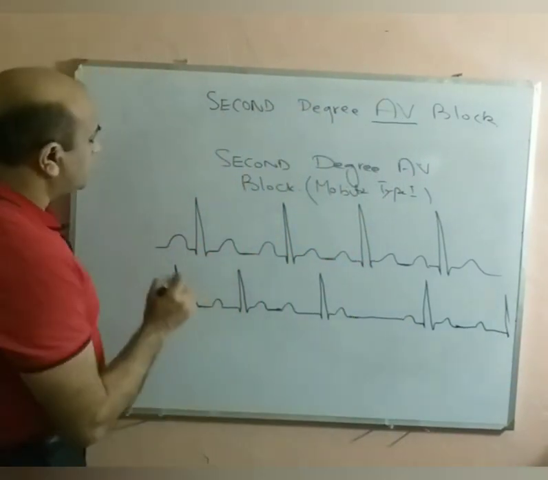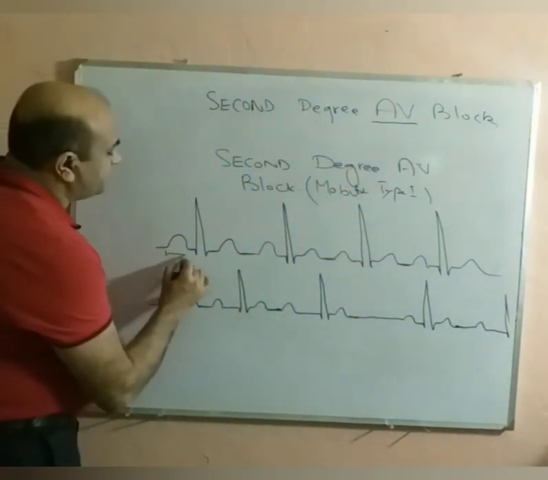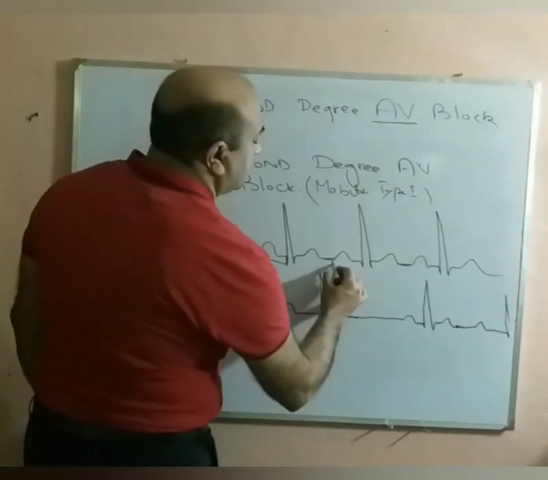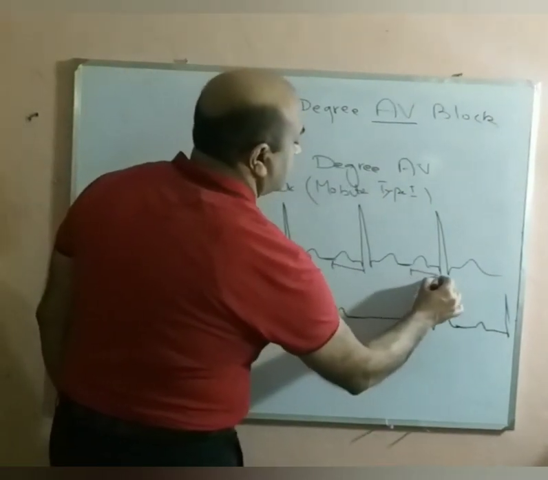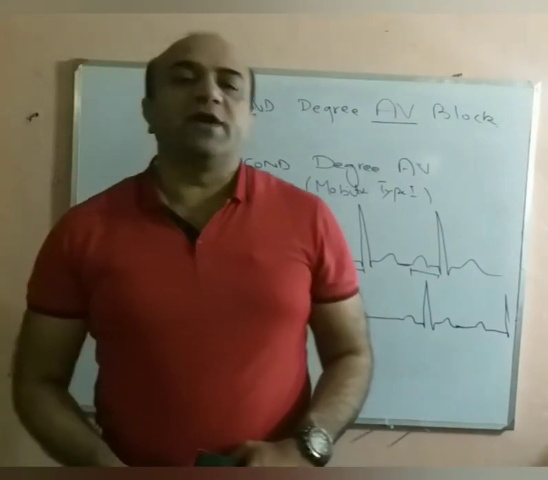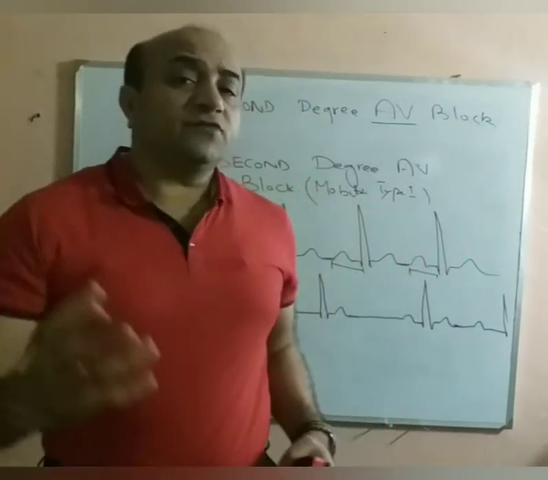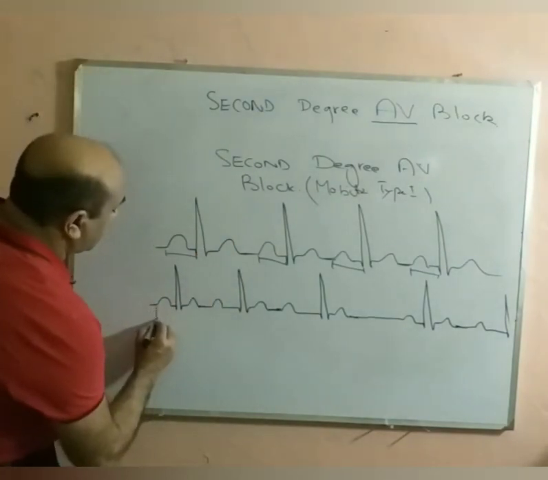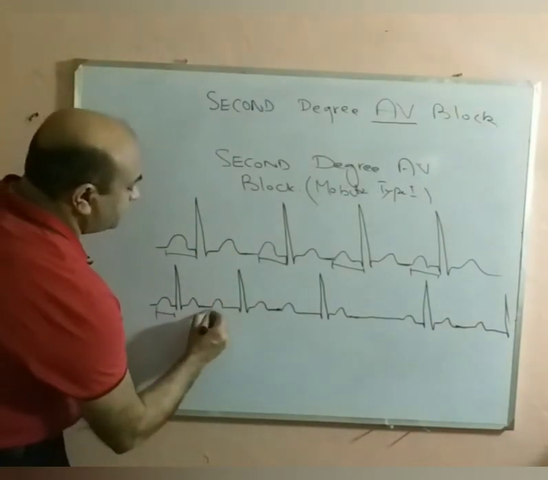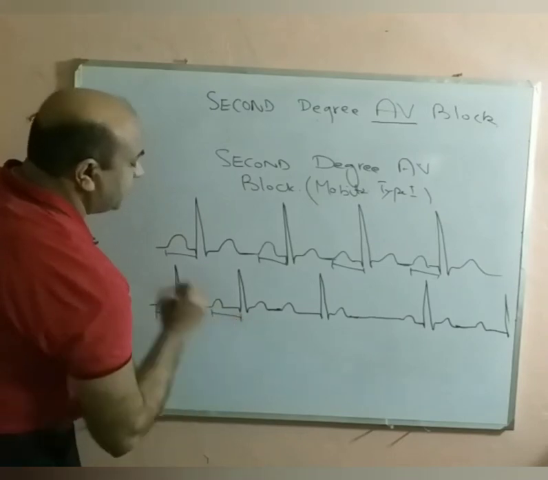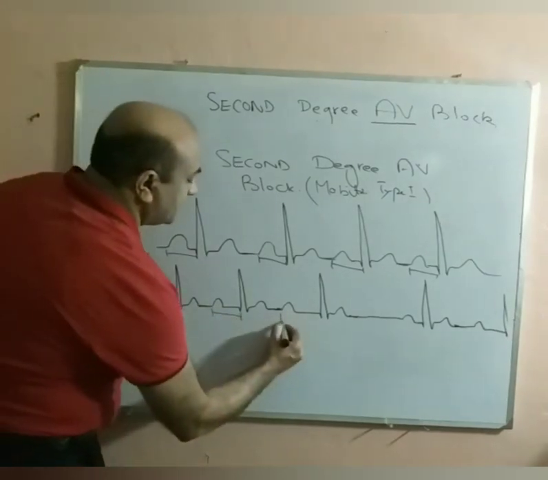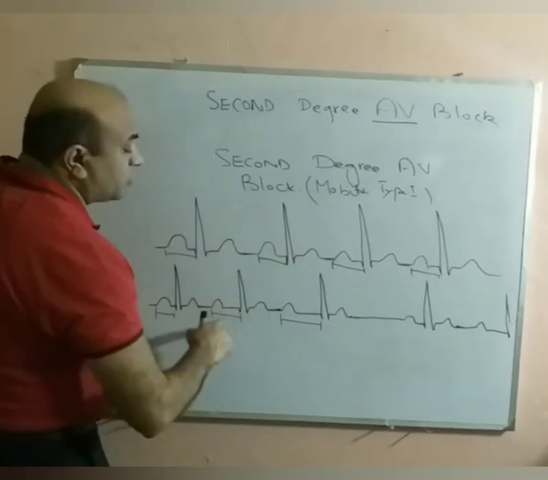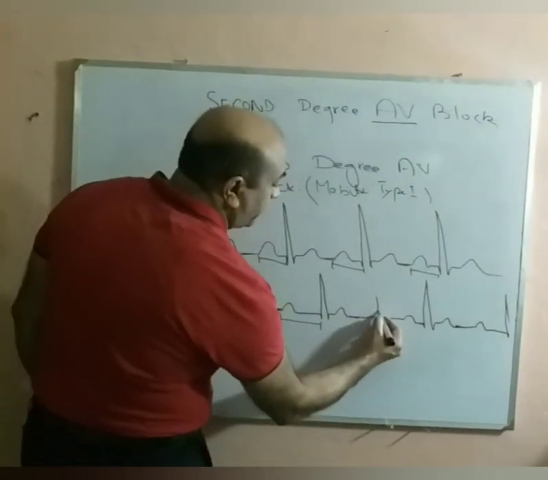So if you try to focus on this area, this PR interval is equal or regular in all of the complexes. But in case of the second tracing, if you again focus, this is one PR interval. It's gradually increasing in duration, and after the third or fourth beat, there is a missed QRS complex.